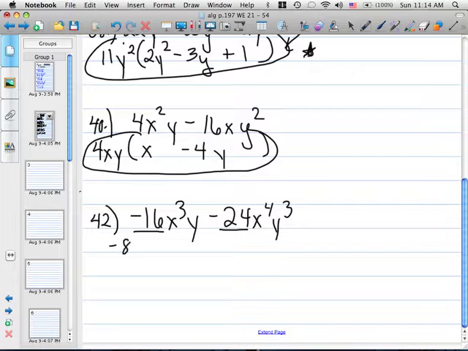Now be careful on a problem like this, because some people think you don't need anything for the third term. But in order to get back to 3 terms, you have to have 3 terms here. So that has to be a 1.